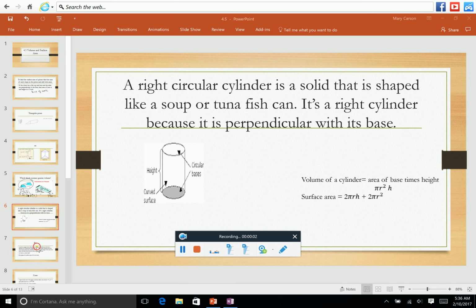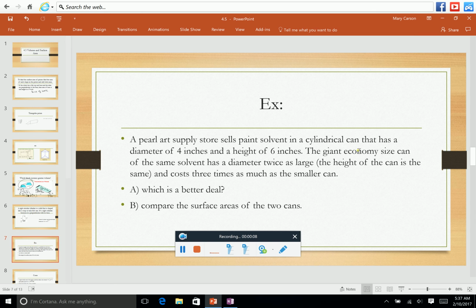Alright, so let's look at a word problem with cylinders. A Pearl Art Supply store sells paint solvent in a cylindrical can that has a diameter of 4 inches and a height of 6. The giant economy-sized can of the same solvent has a diameter twice as large and the height is the same but costs 3 times as much. Which is the better deal?